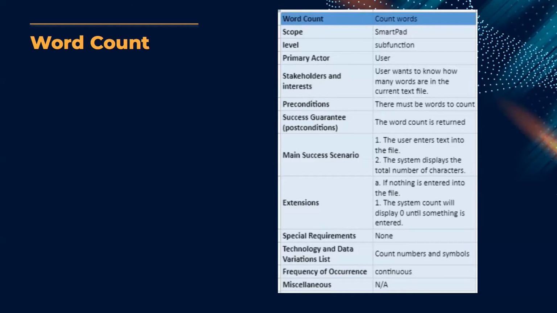The main success scenario, the user is able to enter text into the file, and then the system displays the total number of characters, the number of instances within the file. Extensions, if nothing is entered into the file, the system count will display 0 until something is entered. Special requirements, there aren't any for this.